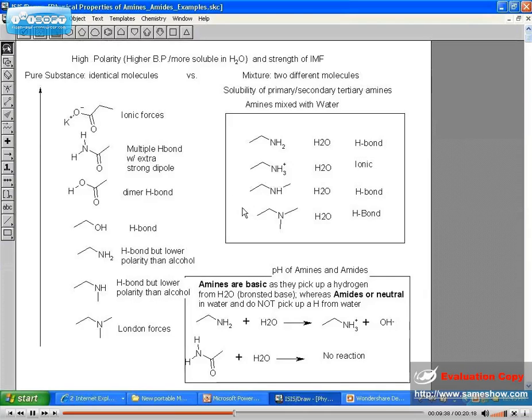Secondary is going to be hydrogen bonding. Tertiary will be hydrogen bonding. I know the bottom one's a little bit tricky. The reason it's hydrogen bonding is because of the lone pair on the nitrogen.